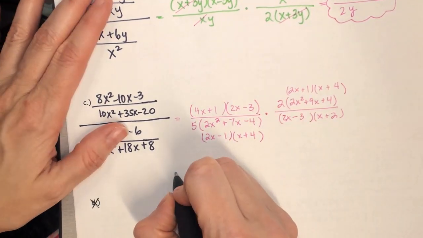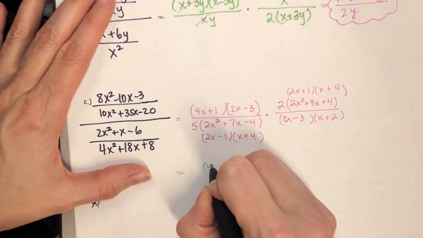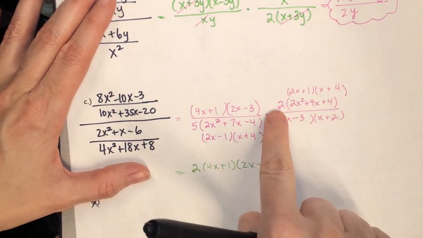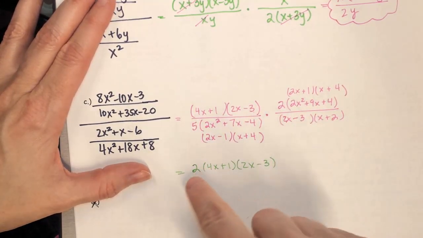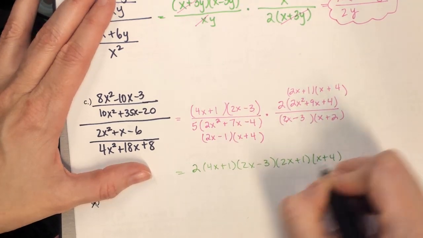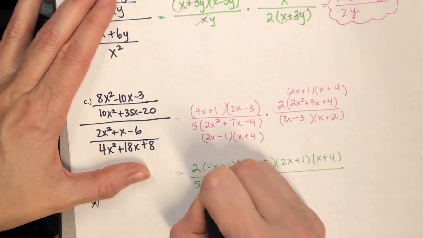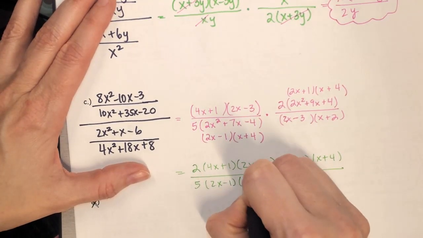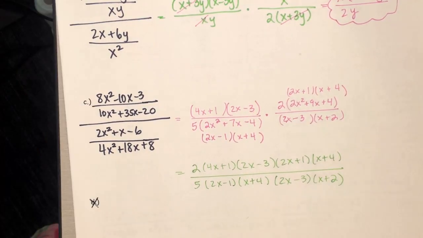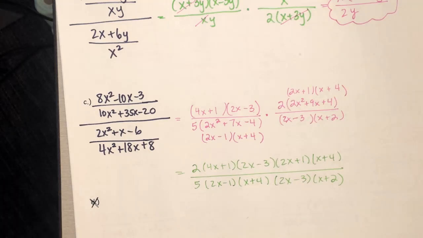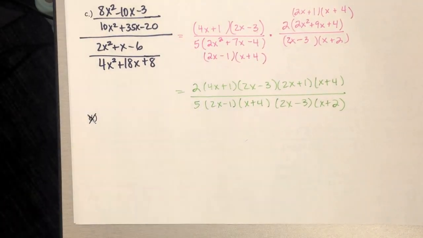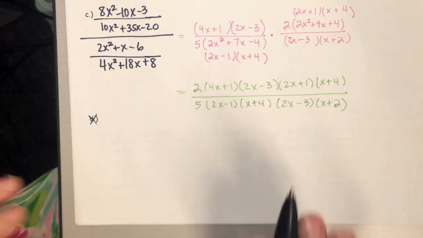Again, sometimes when you have a lot of this going on, what I do is I line everything up and then I cancel. Anytime I have just a number or a variable, a monomial, I put that in front. That way I don't forget about it. And this is over 5, 2x minus 1, x plus 4, 2x minus 3, x plus 2. And again, I do this to help me organize what I've done so that when I cancel, I don't miss anything. So 2 and 5, those don't reduce.